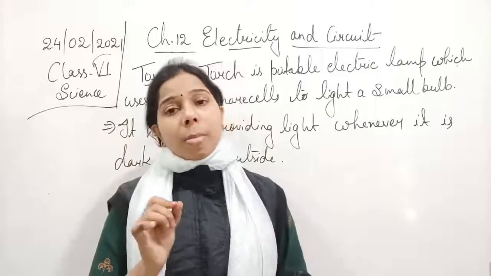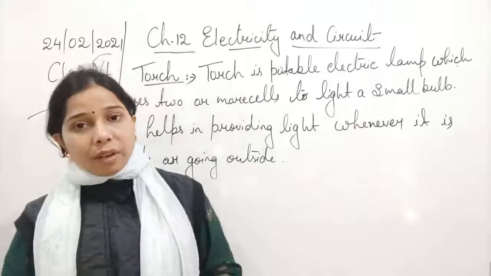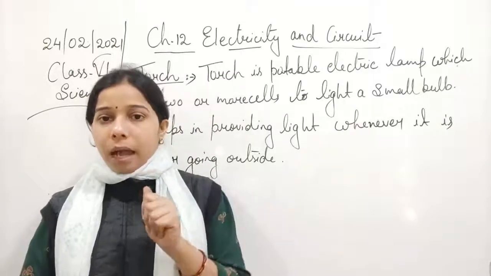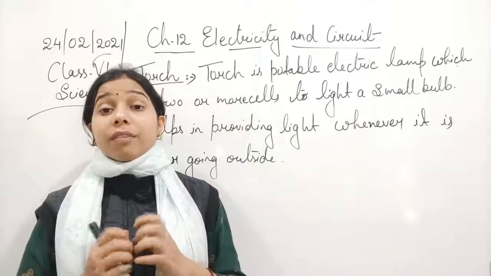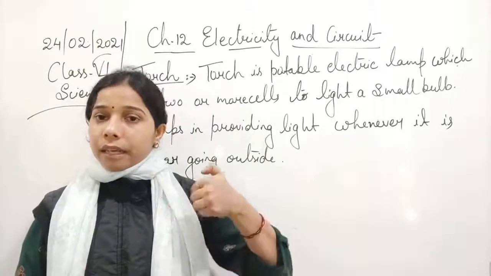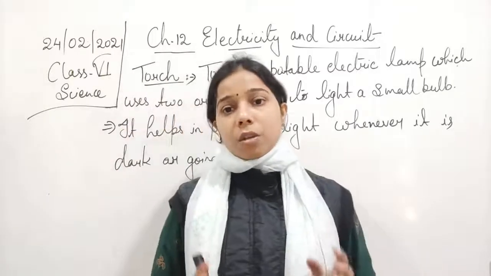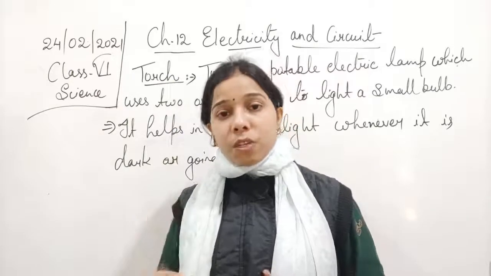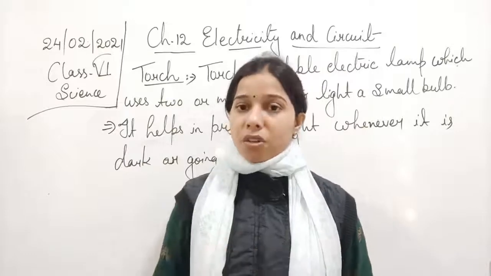Now you have seen that a torch has a small switch. So when you turn on the switch or when you slide the switch, what happens? The torch bulb which is present in the torch will glow, and light flashes. And when you slide the switch again in the other direction, then the torch bulb stops glowing. So it is the switch present in the torch which helps in operating the torch itself.